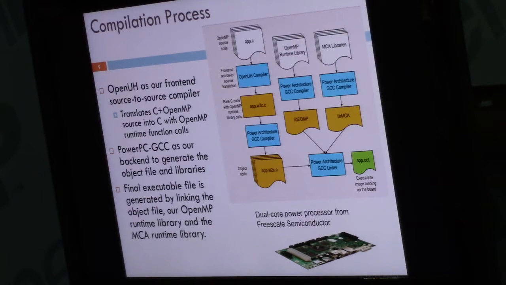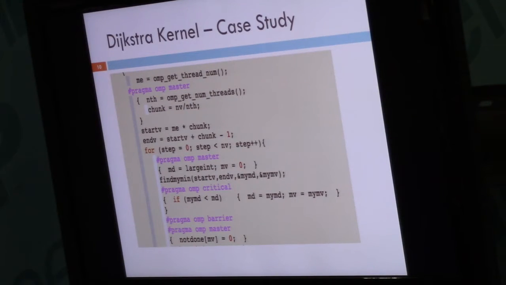We use that to generate the object file libraries, and here is where we create a link between the OpenMP runtime as well as the MCA libraries. For the target platform, we started with the dual core IBM Power processors basically. The board belongs to Freescale Semiconductor, and we moved on gradually to an 8-core, which showed that the implementation we created didn't quite break, and was scalable to more than 2 cores. So that's a case study that we used.